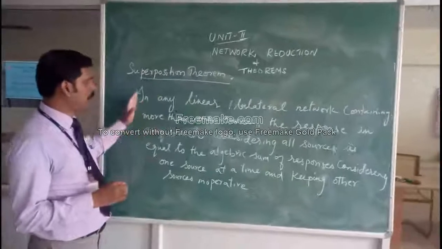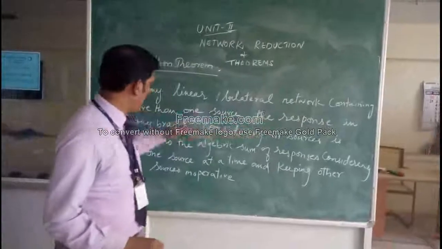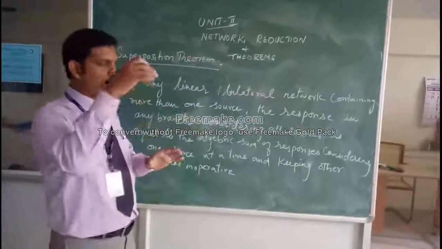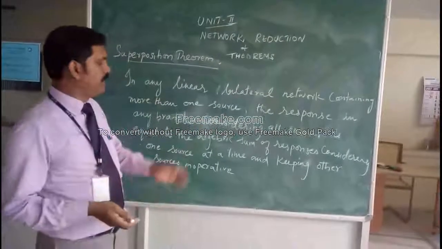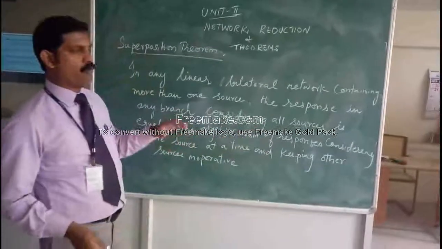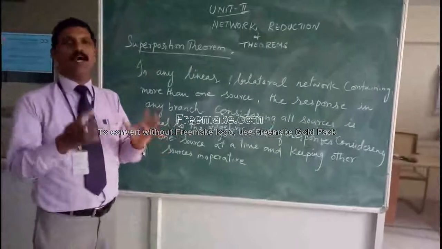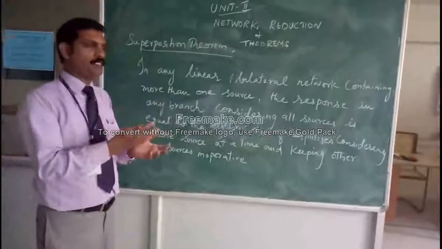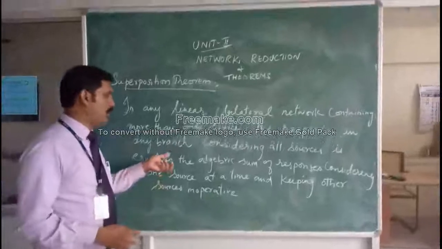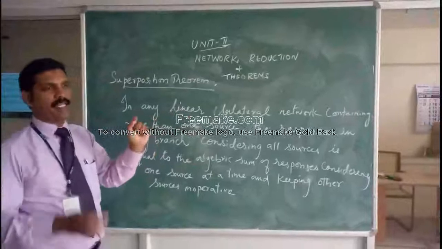So the statement is like this: in any linear bilateral network containing more than one source, the response in any branch, taking all sources into consideration, will be equal to the algebraic sum of the responses considering one source at a time. So now what can we do? Either you can keep the circuit as it is and find the net current in any branch with all sources active, or it is also equal to the algebraic sum of the responses, keeping one source at a time and all other sources inoperative.